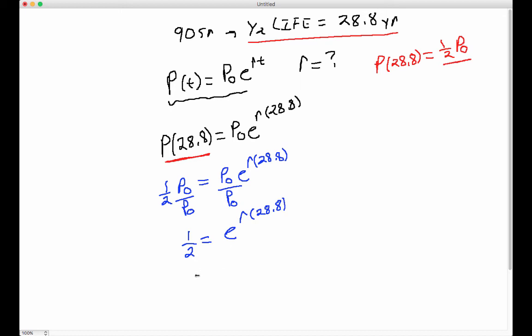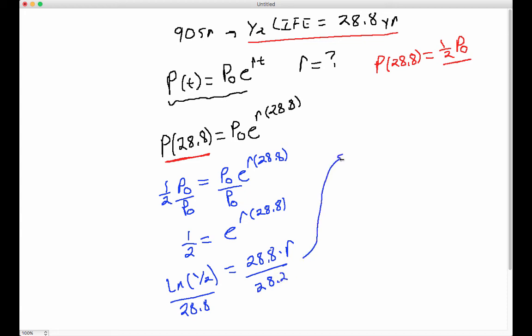Aha! So now all we need to do is bring out our newfound friend, the natural logarithm. So the natural logarithm of 1/2 is going to be equal to 28.8 times r. And so then we'll divide both sides of this by 28.8. And what we will have now is what we need for strontium 90: its decay rate, its exponential decay rate. So ln of 1/2 divided by 28.8 is going to be equal to r.